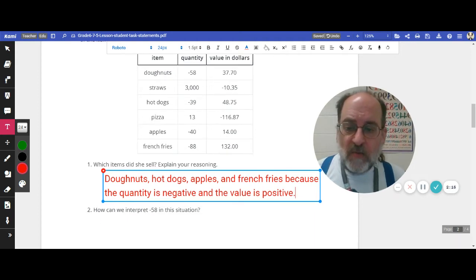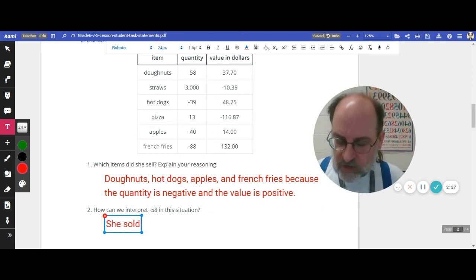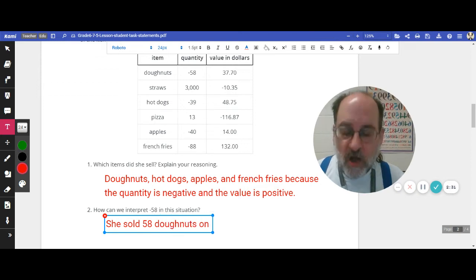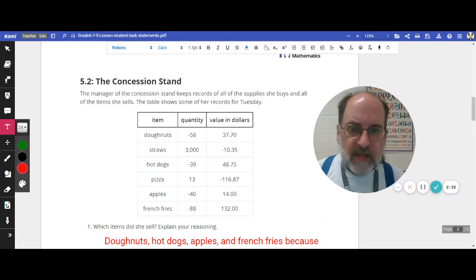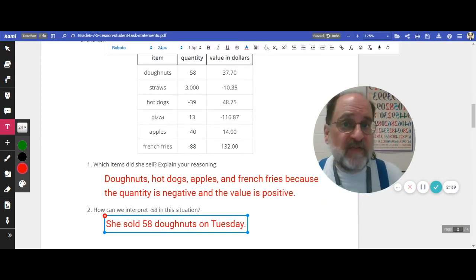All right, how can we interpret the negative 58 in this situation? Well, she had a bunch of donuts, and now this is how much the quantity changed by. So we can say she sold 58 donuts on, I believe we're doing this on Tuesday. Let me check that. Yep, Tuesday. So the quantity goes down by 58.